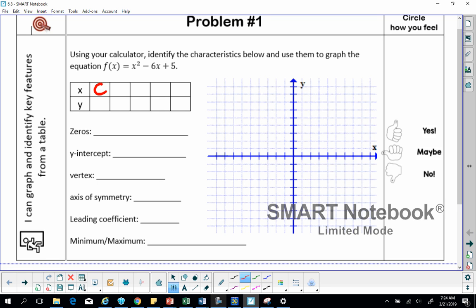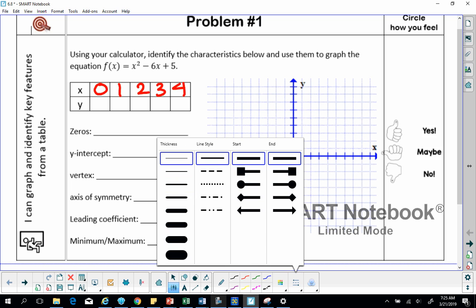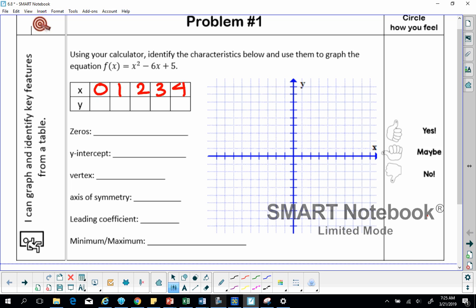Some of you fill in for 0, 1, 2, 3, and 4. Who can tell me the y values after looking at the calculator? Go for it, Trent. No, I need to. You need a pencil.